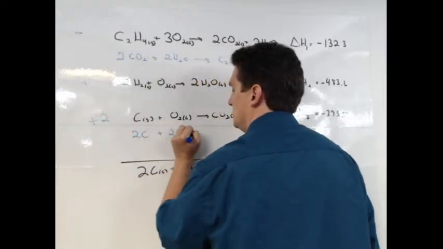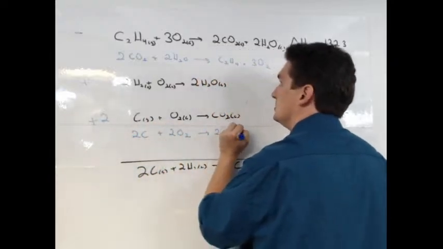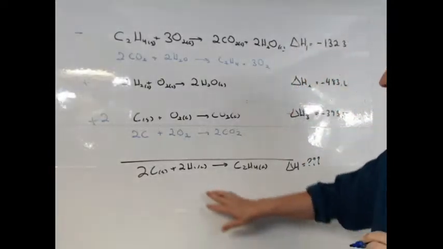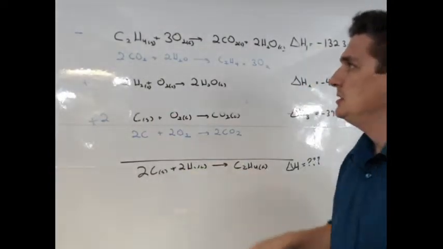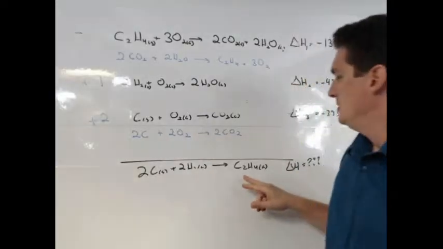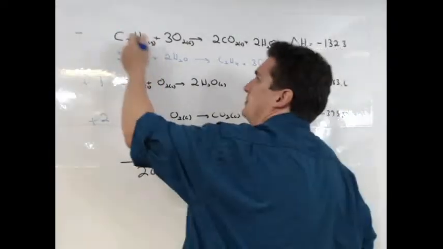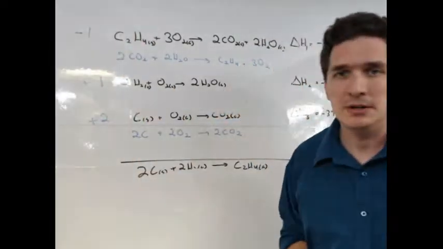That gives us 2C, 2O2, 2CO2. H2, we've got a 2 here and a 2 here, so we're going to multiply by 1. We've got a C2H4 here, we've got a C2H4 here, so you're going to finish with a 1.